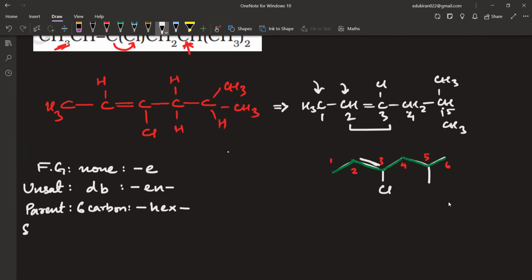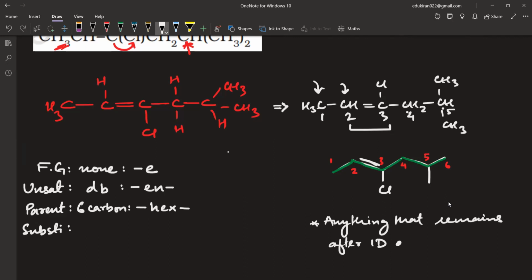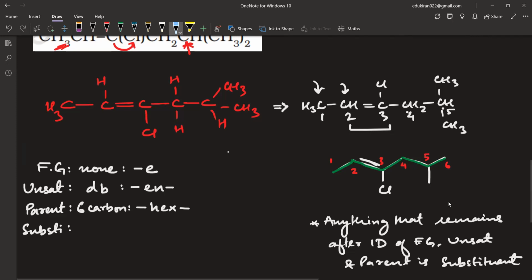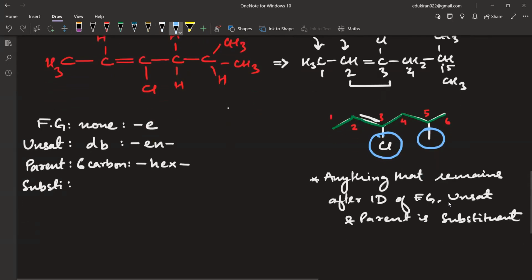Okay. Then substituent. Now, anything that remains after the identification of functional group, unsaturation, and parent is substituent. So now you will circle the substituents. This is the substituent, and this CH3 is just there. This CH3 is our substituent. Got it? Yes or no? Okay. So this is Cl.